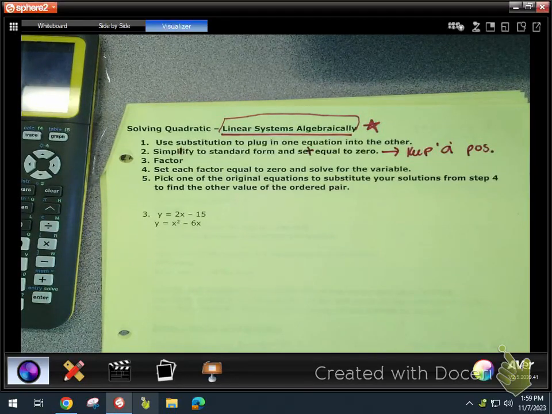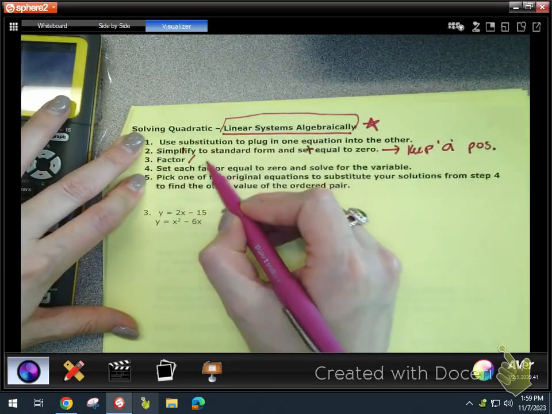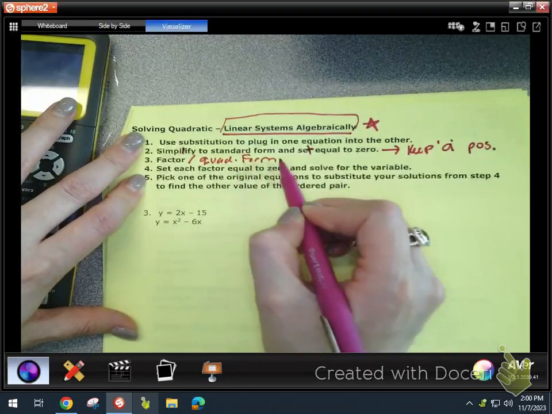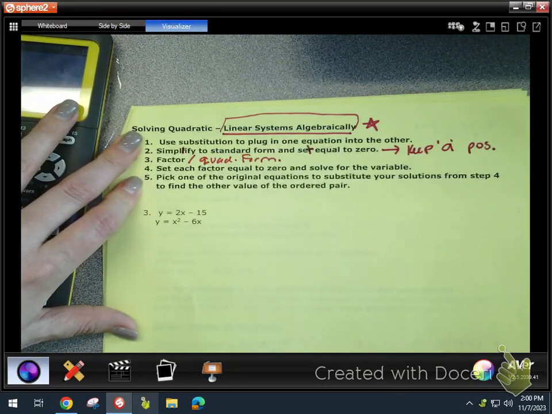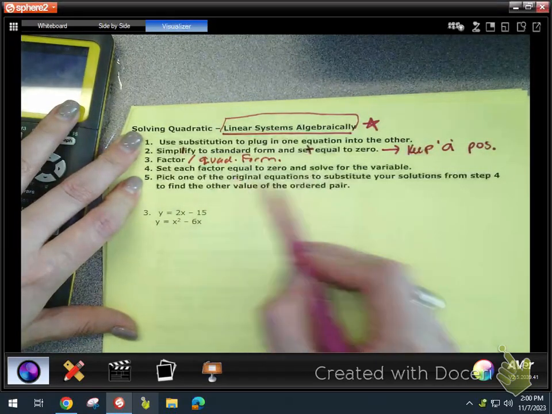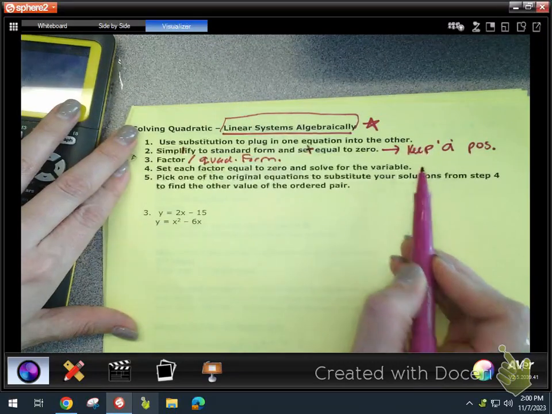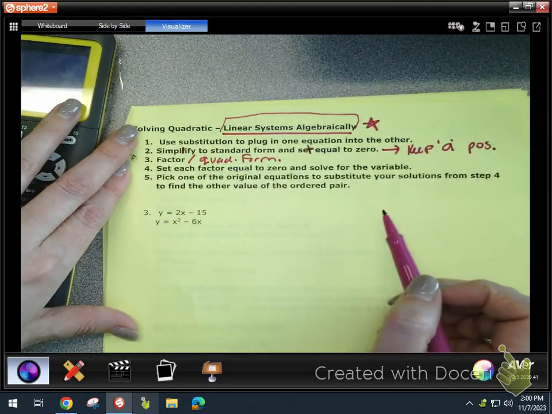A lot of these we will solve by factoring, but I do want to put on here that technically, because you'll be getting a quadratic equation, you could use the quadratic formula. And we're going to have one that we have to. Okay? But I think for the most part, most of them will factor to make it a little bit easier for you. Then you're going to set each factor equal to 0, solve for the variable. That's not new.